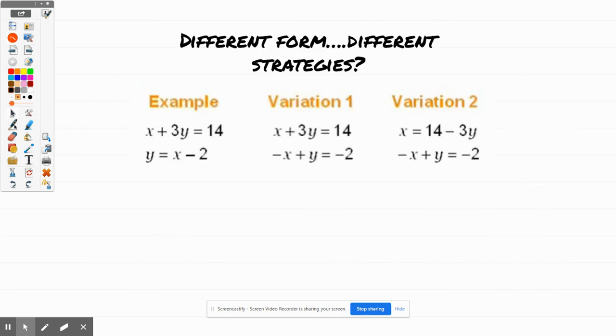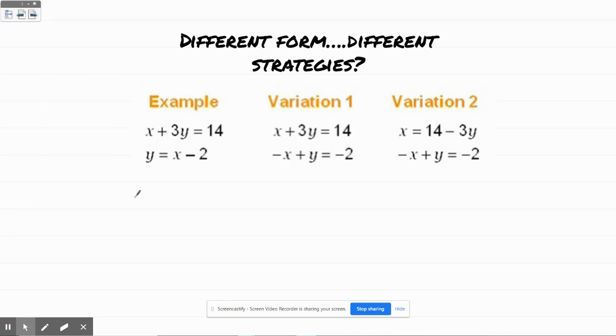Now, sometimes things look different. We can write lines in multiple different ways, and sometimes they make us want to do different things, and that's okay. For example, if the problem looked like this, all three of these are the same. X plus 3y is 14, x plus 3y is 14. This time, the only thing they did different was they moved the 3y over here, but they're all the same.